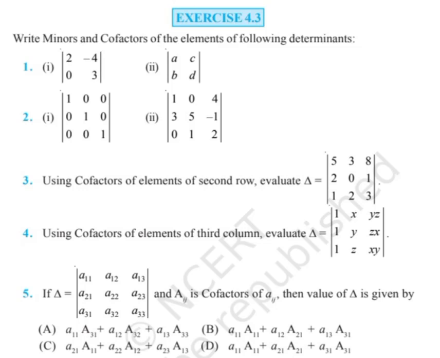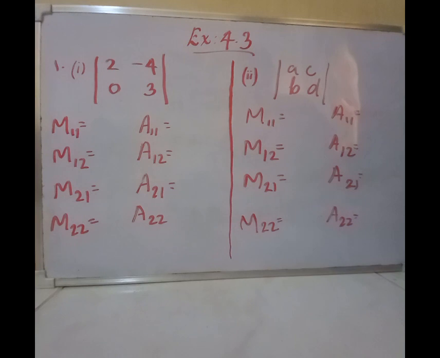So now let's start with the exercise 4.3. First and second questions, we have to find the minors and cofactors. The first one deals with 2 by 2 matrices, whereas the second one deals with 3 by 3 matrices. So first question, we have two sub questions. First let's find out the minors, then let's do the cofactors.